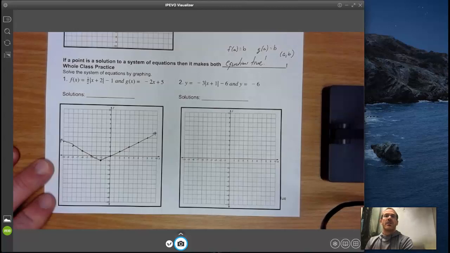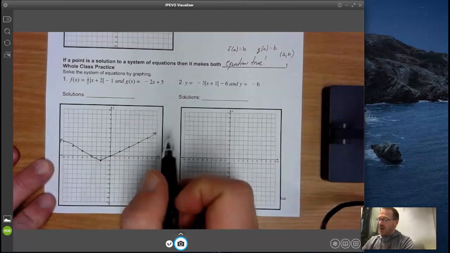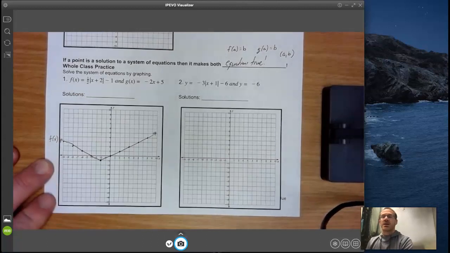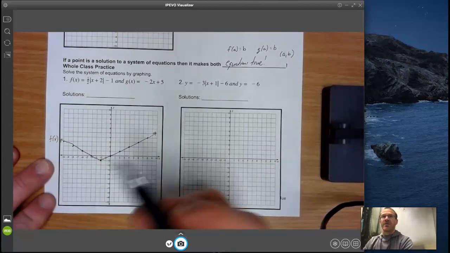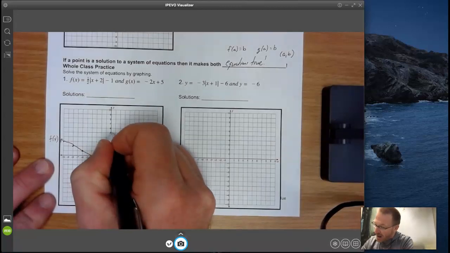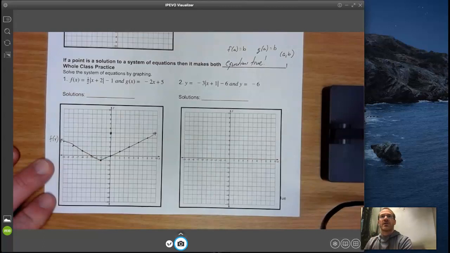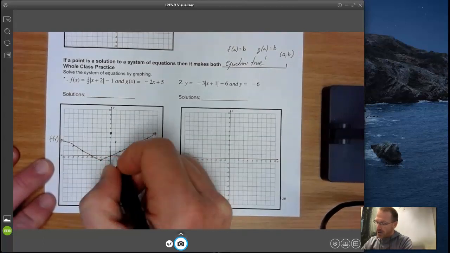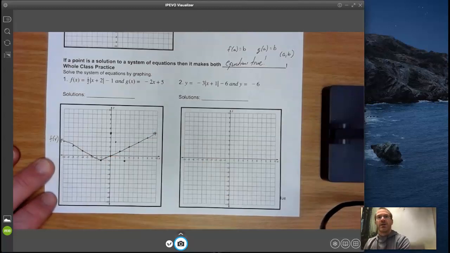Now we're going to move to g of x. We have f of x here, so let's draw g of x. g of x is -2x plus 5, a linear equation in slope-intercept form. We start at +5. We have a slope of -2/1, so down 2, right 1, down 2, right 1, down 2, right 1, and there it is.